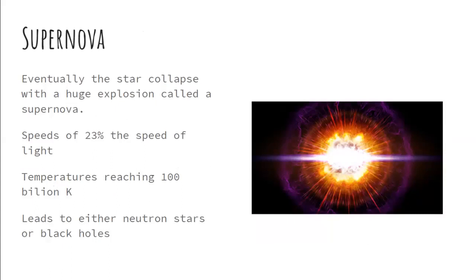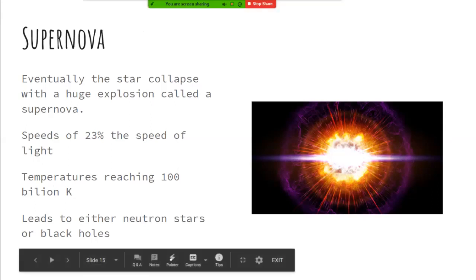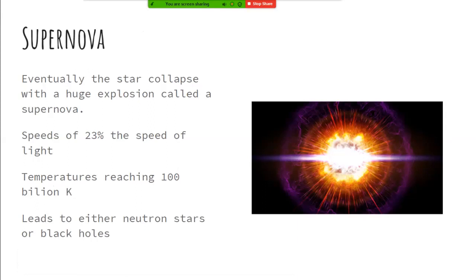Now, because the star becomes so big, eventually the core will collapse and it'll cause an explosion called a supernova. These explosions happen so fast, and the speed at which the explosion occurs can be around 23% the speed of light. So around a fourth the speed of light, it's still very fast. And the temperatures can even reach up to 100 billion Kelvin. After the supernova, it disperses all those elements at a rapid speed and would likely destroy anything in its path.